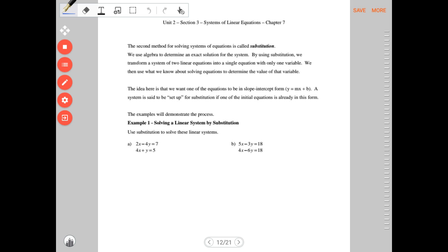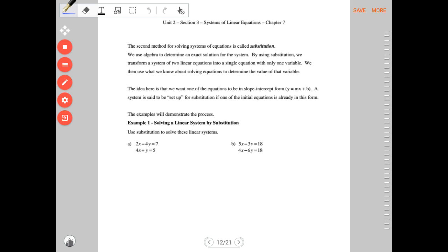Okay, a system is said to be set up for substitution if one of the initial equations is already in this form and the other one isn't in this form. The examples will demonstrate the process. Okay, so example 1, use substitution to solve these linear systems.